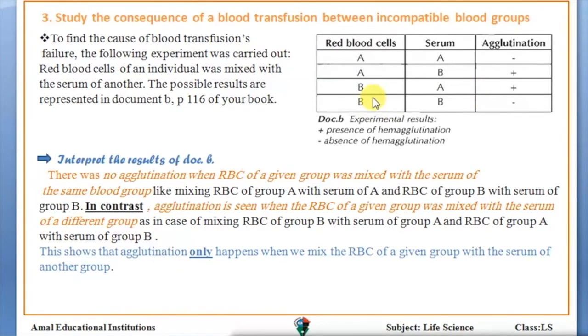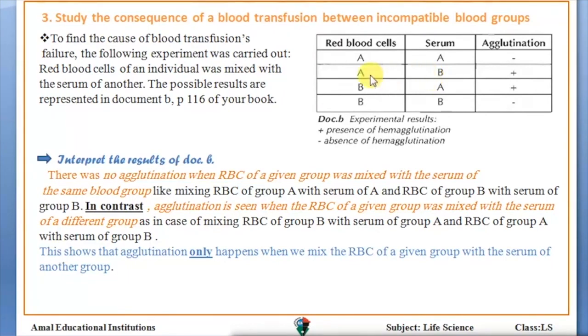When the red blood cells of group A were mixed with the serum coming from the same blood group A, there was no agglutination. Likewise, when the red blood cells of group B were mixed with a serum from group B, no agglutination was observed. In contrast to the second and the third case, where agglutination was observed when the red blood cells of a group were mixed with the serum of a different group.